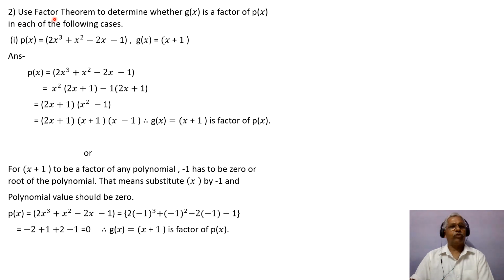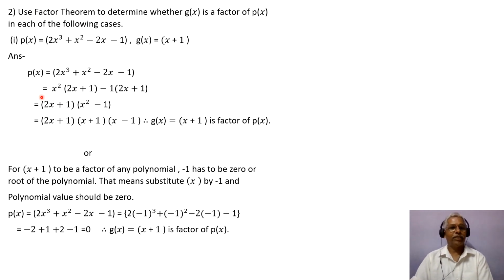Second one, use factor theorem to determine whether gx is a factor of px in each of the following cases. First one, px is equal to 2x cube plus x square minus 2x minus 1, and gx is x plus 1. Answer: px is this. We have to check whether x plus 1, or gx, is a factor of this. So we have to use the factor theorem.